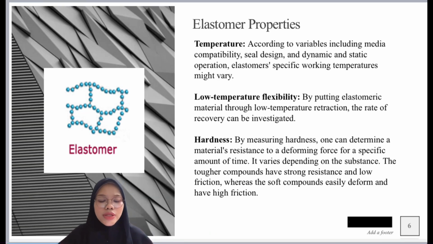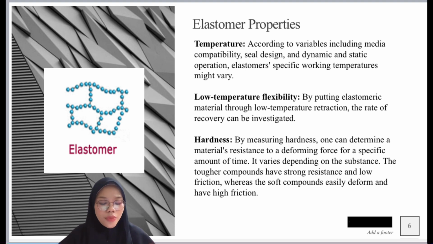So, how do we know the elastomer properties? We have to know elastomer properties from the temperature, low temperature flexibility, hardness, aging, color, and elongation at break. For the temperature, according to the variables including media, compatibility, seal design, and dynamic and static operation, elastomer specific working temperatures might vary.